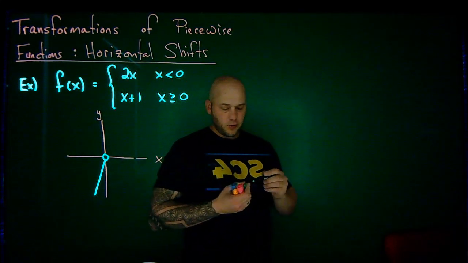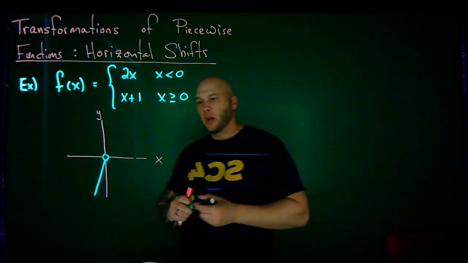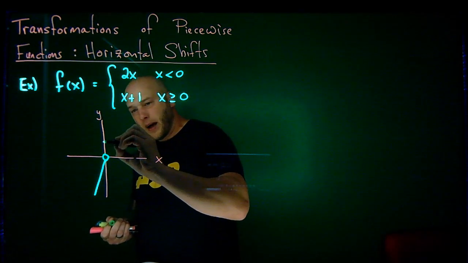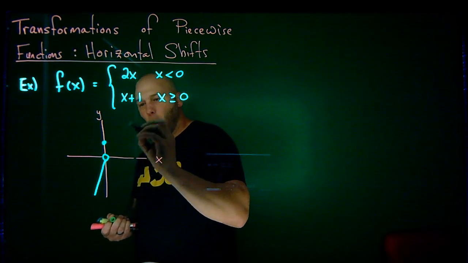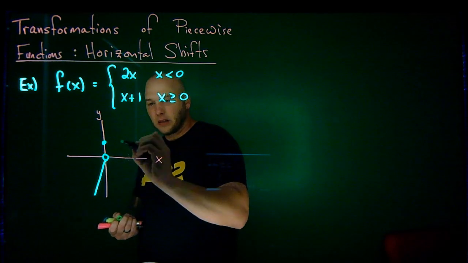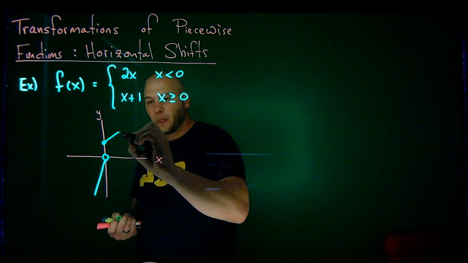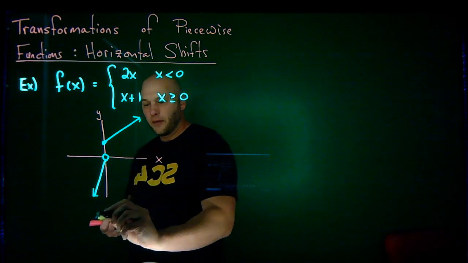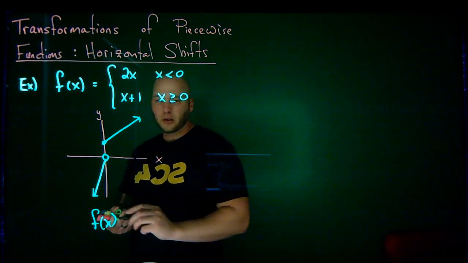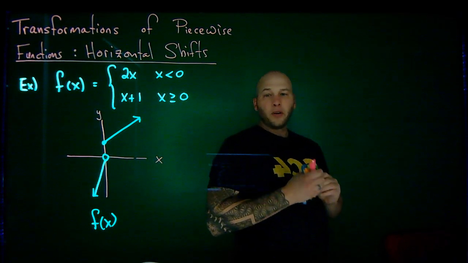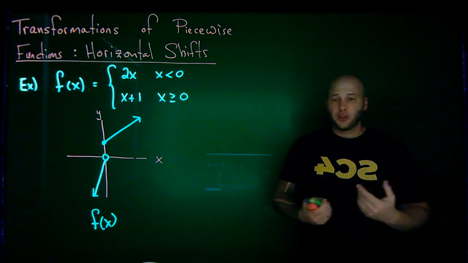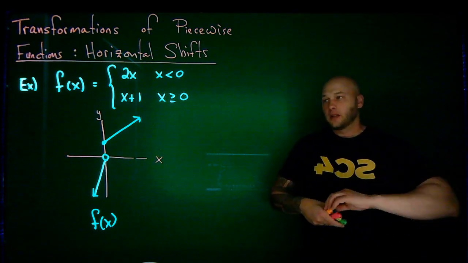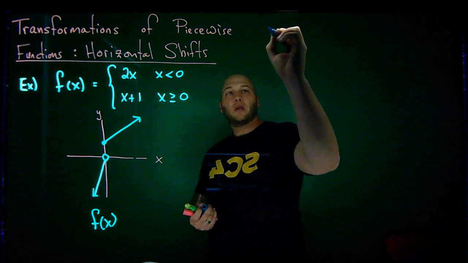So that would be the graph of y equals 2x, and then x plus 1 has a y-intercept at positive 1 and a slope of 1. I'll just make it less steep than this one. Okay? And the graph would look like this. This would be the graph of the function f of x. What I want to do is take that and shift it different ways. Let's take a look at shifting that graph.